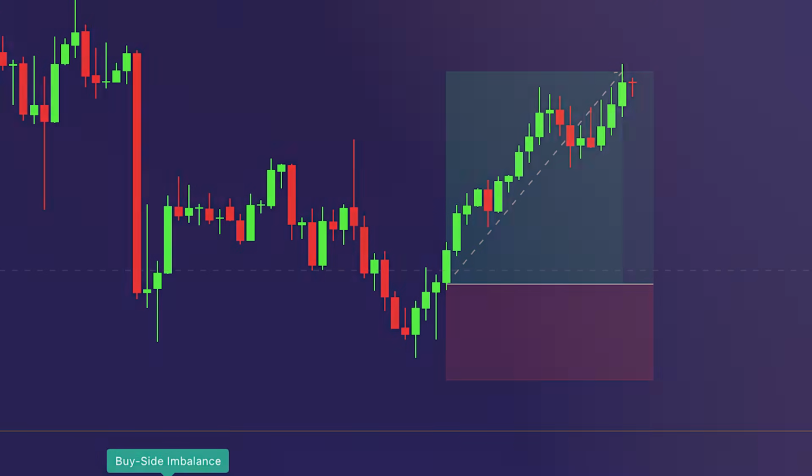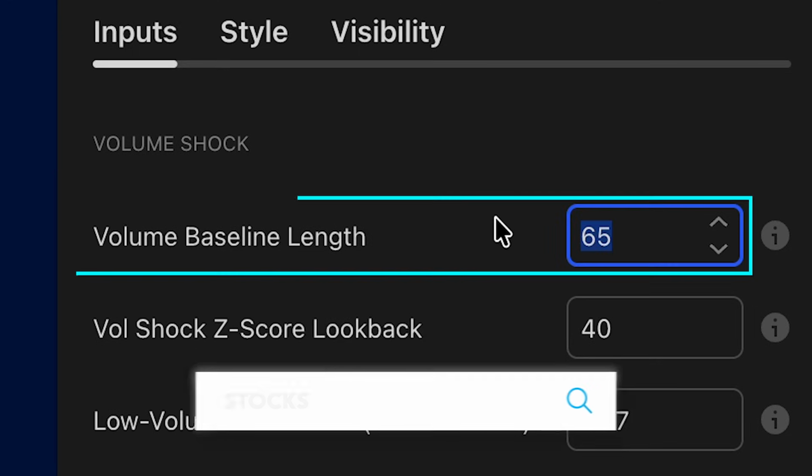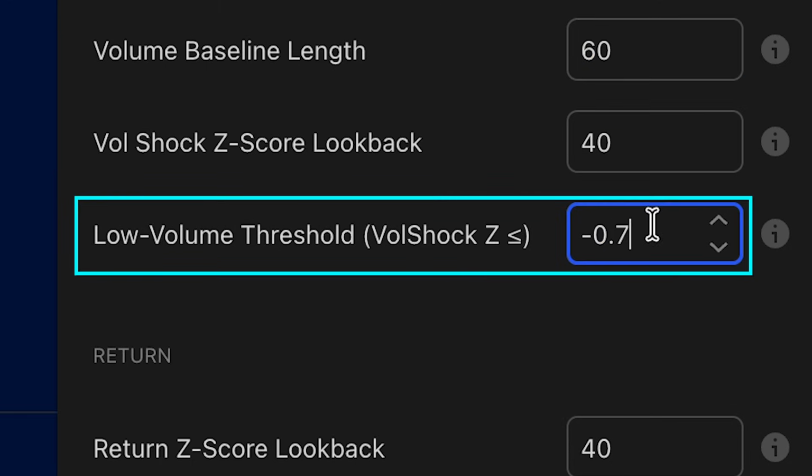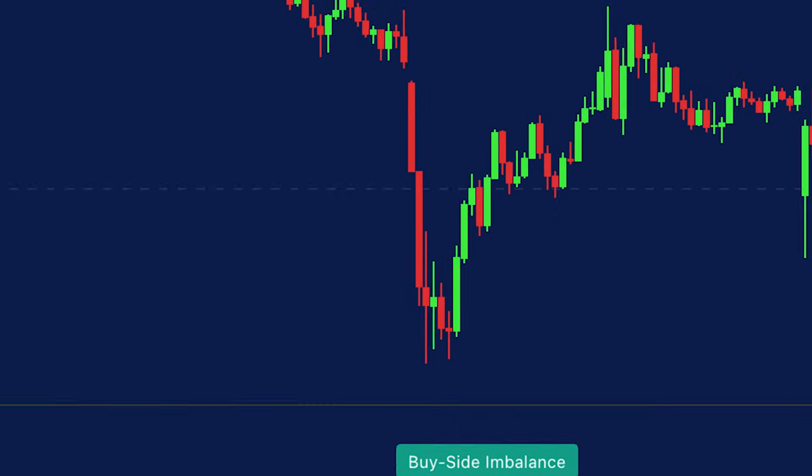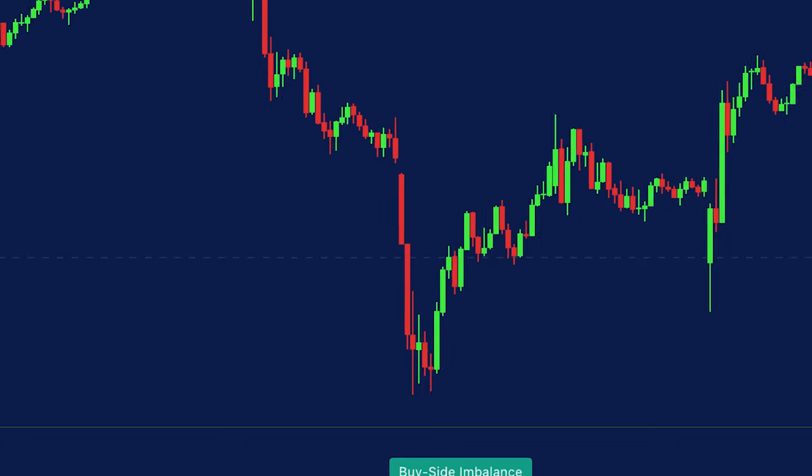For stocks, keep volume baseline length at 60 bars, but tighten the low volume threshold to -0.8. Avoid void signals during the first 15 minutes after market open, as these often represent normal price discovery rather than inefficient displacements.